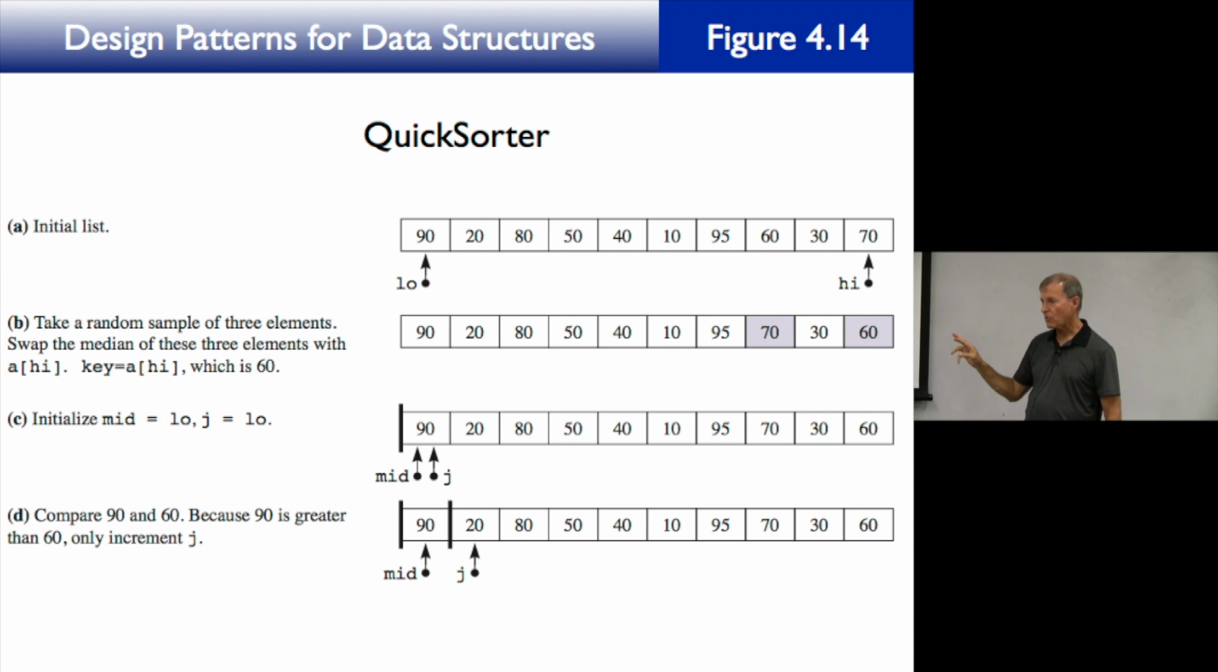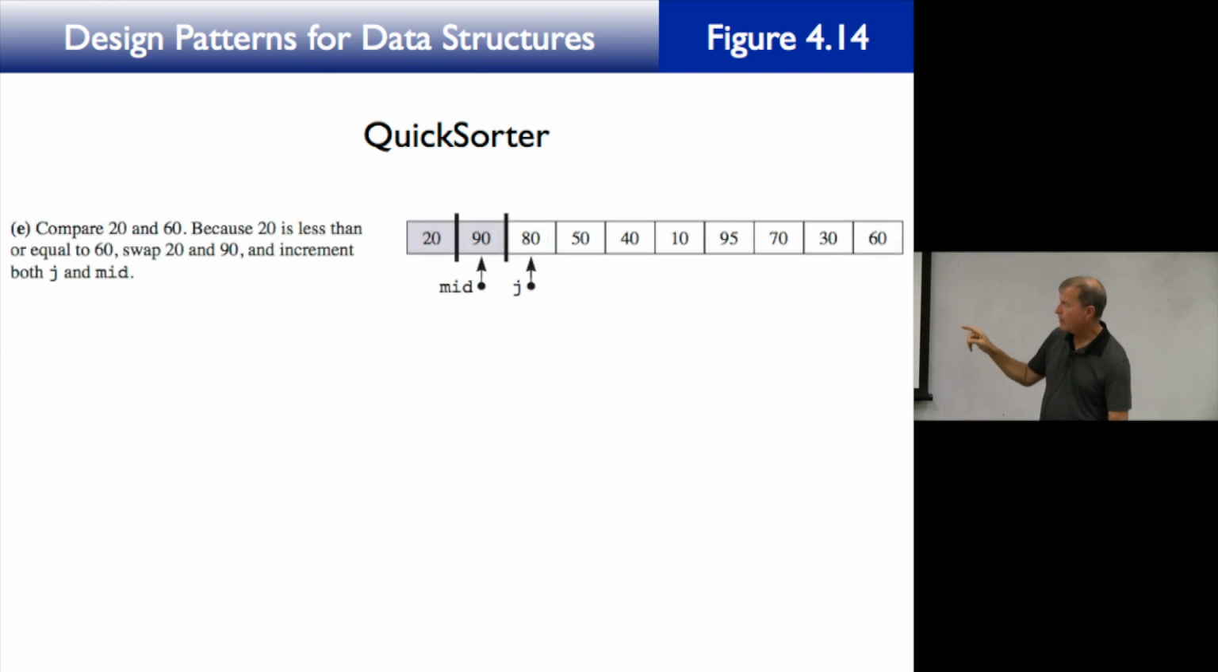And now we're going to have to do a swap. Now watch what happens. We're going to compare the 20 with the 60. And what happens is, because 20 is less than or equal to 60, we swap the 20 and the 90. And then we increase mid as well as j. All right? Now at this point, in part E of the figure, what do we know? Now we have three regions, right? The first region has the 20 in it, the second region has the 90 in it. So now what's happening, you see, is the smaller ones are going to be in the region on the left, and the larger ones are going to be in the region on the right.